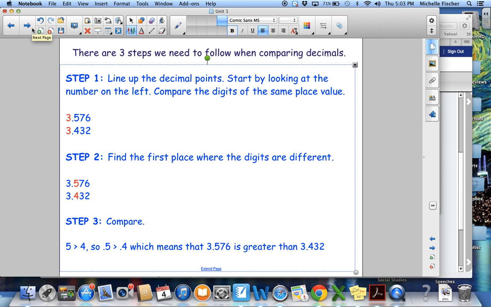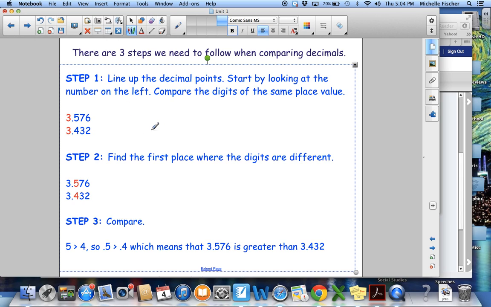So there are 3 steps that we need to follow when comparing decimals. So I want you guys to write down these steps in your journal. So if you want to pause the video, that might be a good idea to write down these 3 steps. We'll also have a poster in the room that we can refer to when solving these problems. So let's take a look at step 1.